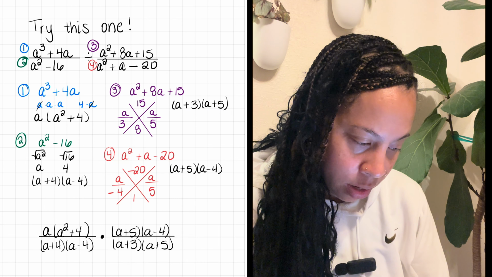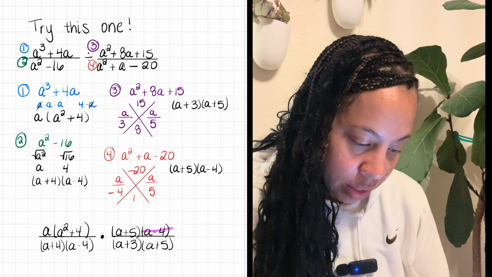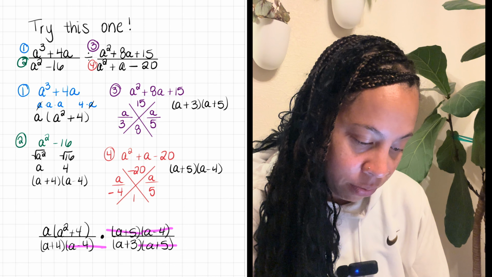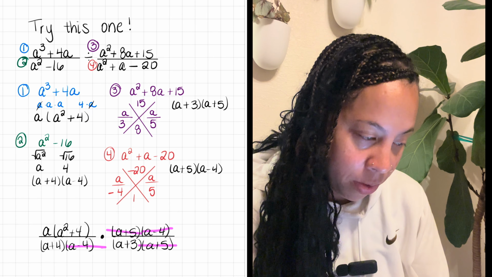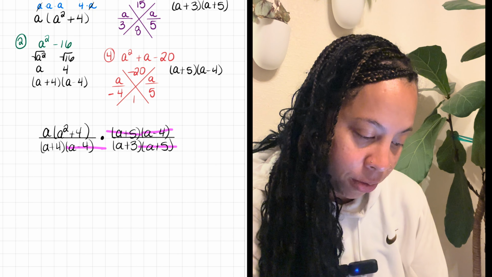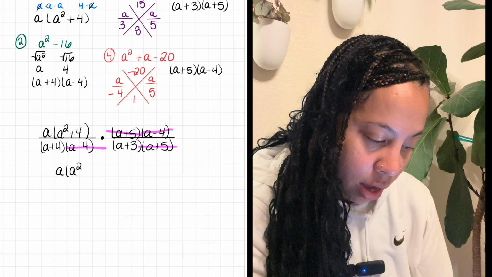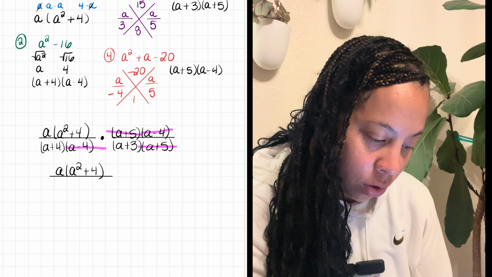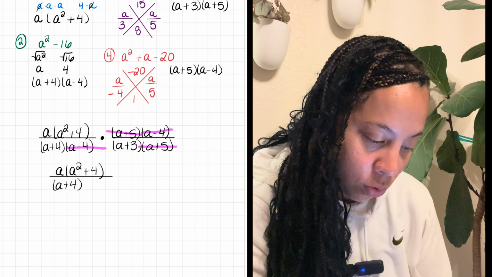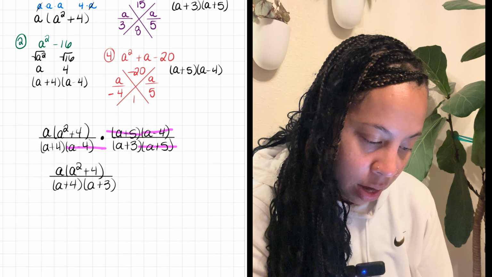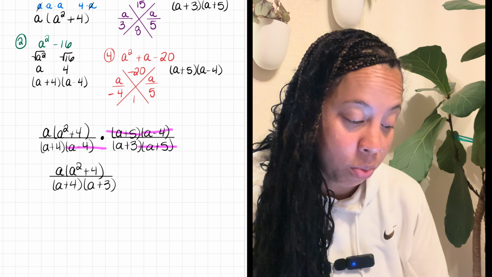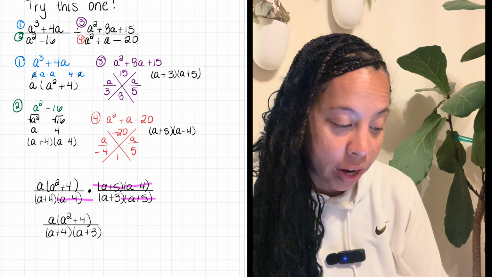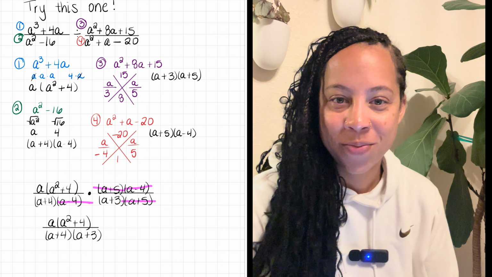Now I see I have this a minus 4, those will cancel. I have this a plus 5, that will cancel. And everything that I have left is a squared plus 4 over a plus 4, a plus 3. Now remember, if the parentheses don't match exactly, we can't cancel it. So we can't cancel that a squared plus 4 over a plus 4. Okay? Good job, guys.